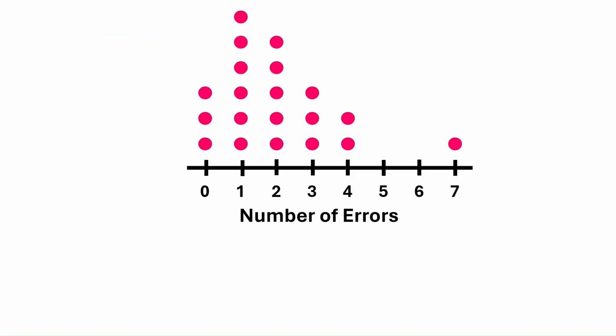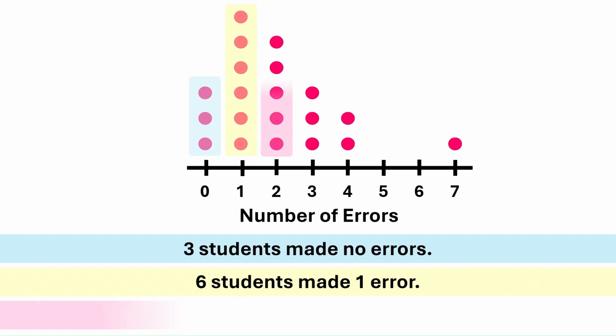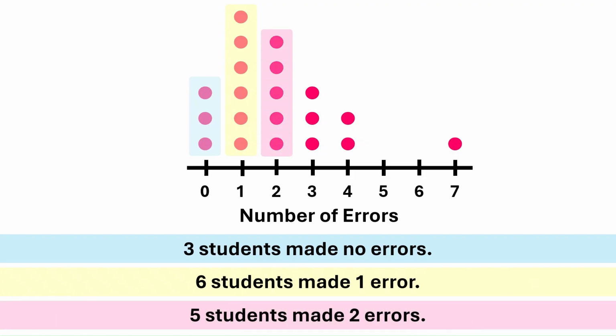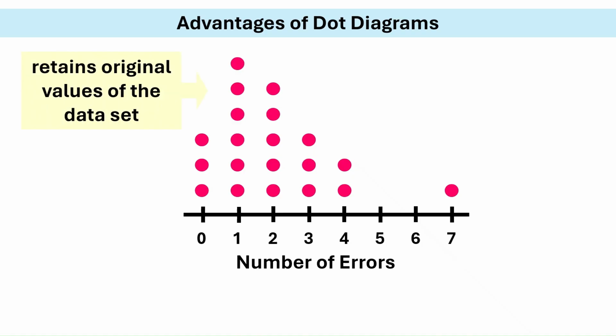We can see from this dot diagram that 3 students made no errors, 6 students made 1 error, 5 students made 2 errors, and so on. A dot diagram retains the original values of the data set, so we can tell exactly how many students made 0, 1, 2, 3, 4, 5, 6, or 7 errors in this spelling test just by looking at the dot diagram and counting the number of dots.